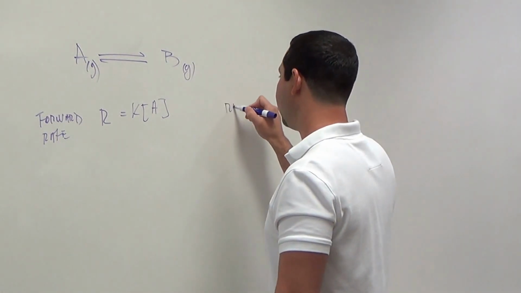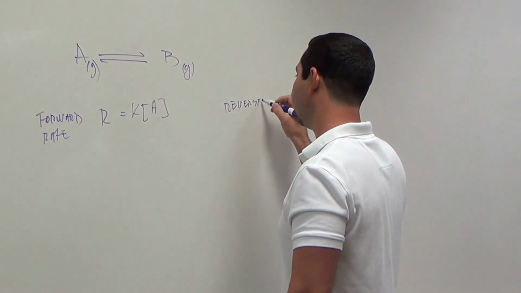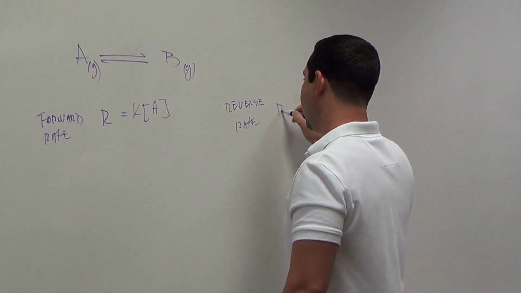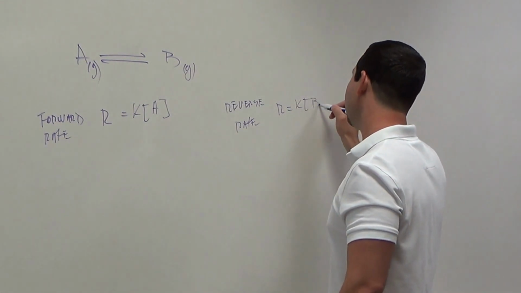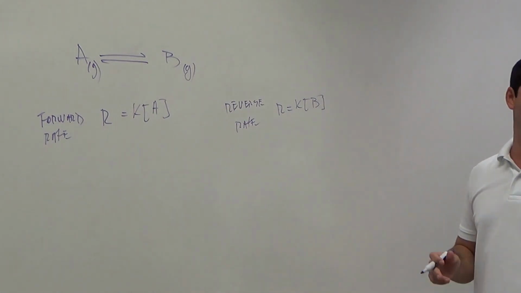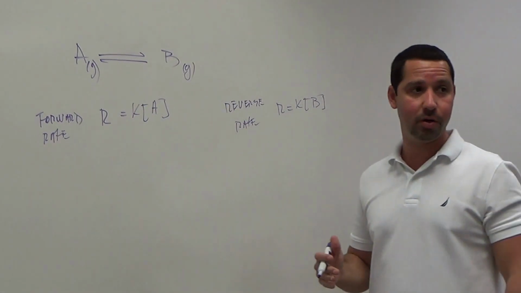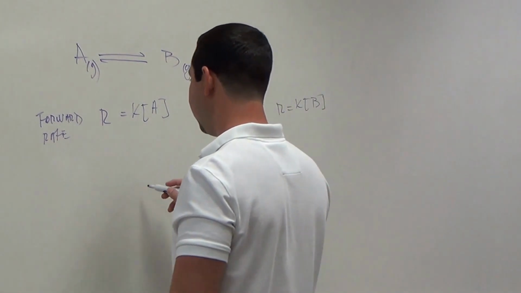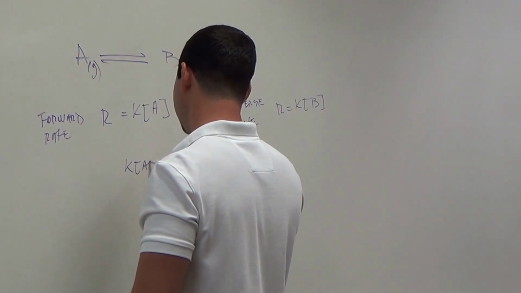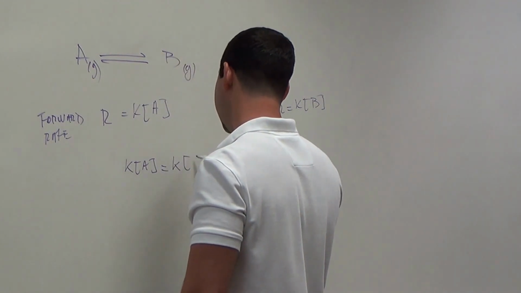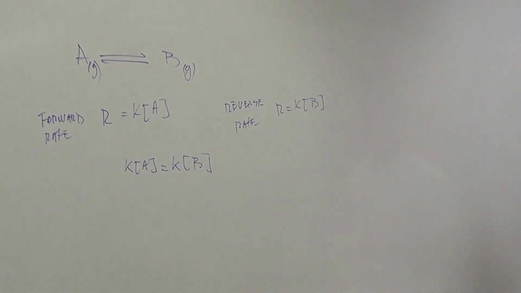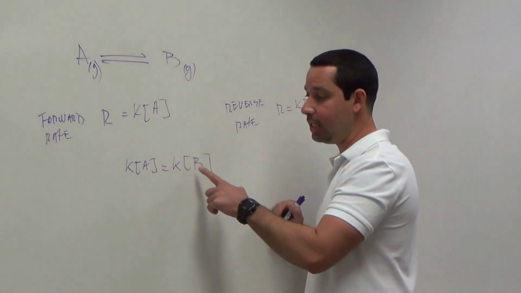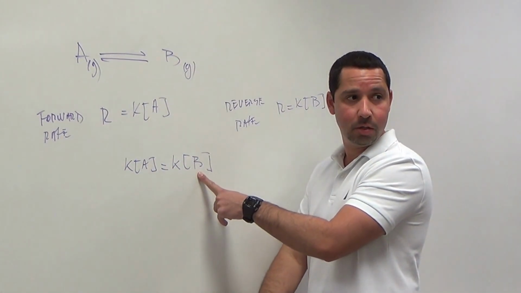And then for the reverse rate, what is it equal to? Rate equals k times the concentration of what? Of B. Very good. Concentration of B. At equilibrium, these two numbers are the same number. So at equilibrium, what you have is k times the concentration of A is equal to k times the concentration of B. Yes or no? Does that tell you that the concentration of A is equal to the concentration of B? No, that doesn't tell you that.